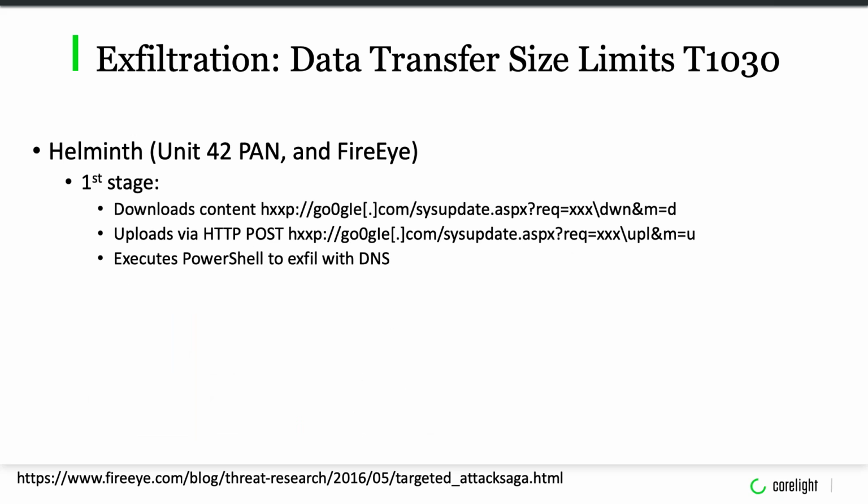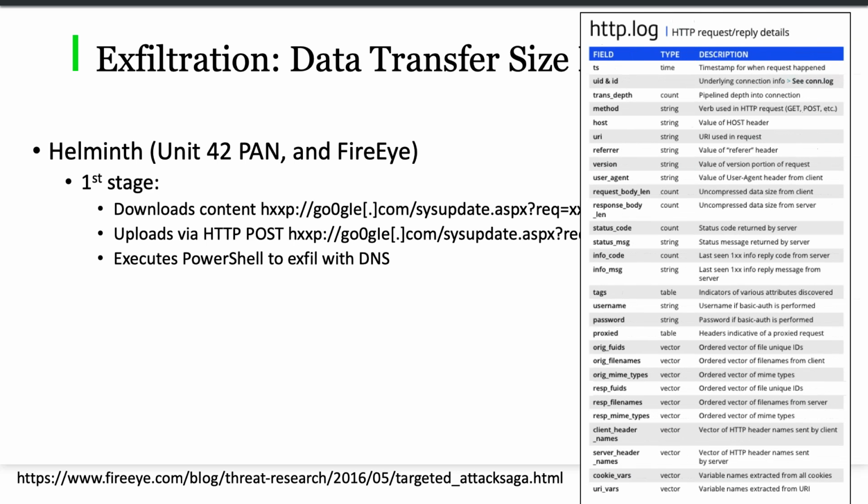Continuing on this thread, Helminth was mentioned on the attack site, related to exfiltration. I thought it would be good to just briefly talk about this. So there are great write-ups by Unit 42 from Palo Alto and FireEye's team. You can see there's a link at the bottom to the FireEye blog. In this case, in the first stage, content is downloaded. We have a host, a URI, and a method, really, that's defined in those two bullets. And that's great data.